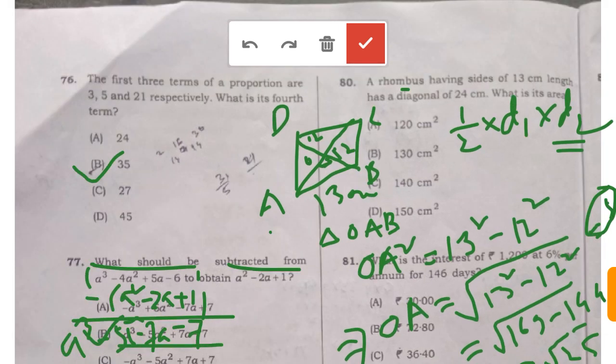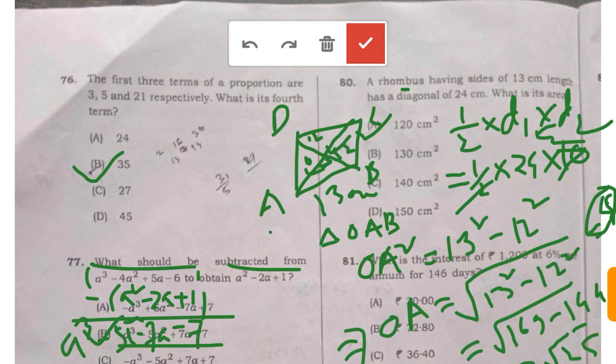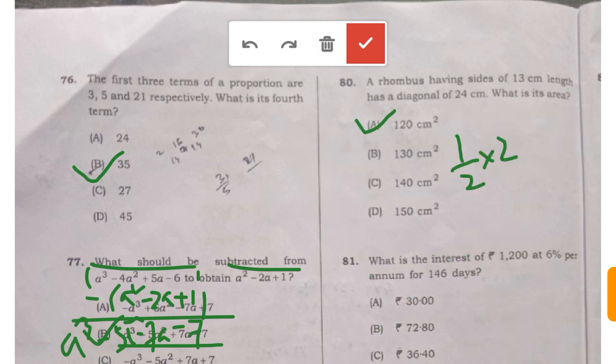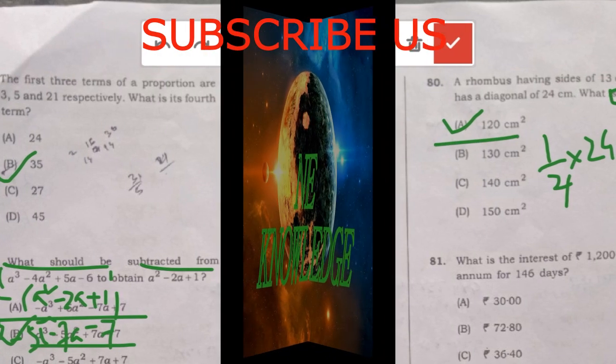Now put this value in the first formula, half into d1, which is given as 24, and d2 will be, here we get 5, but since it is only one side, the other side will also be 5, so 2 into 5, that means 10. Now we will get the answer 5 into 24 is equal to 120. Option A is the correct answer. Half into one diagonal is 24 and another diagonal 5 into 2, that means 10. So from here we get 120.